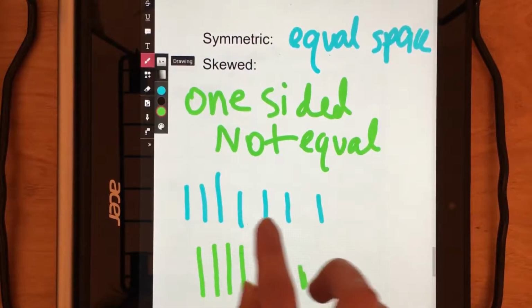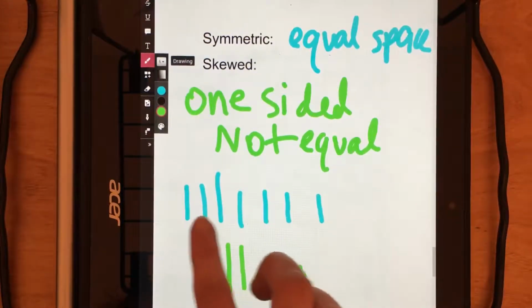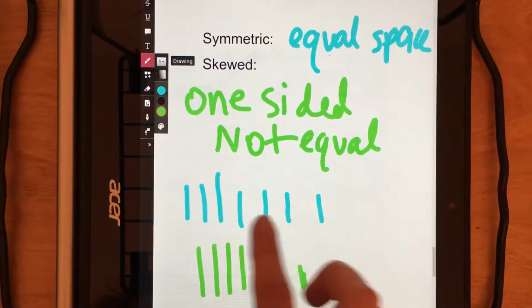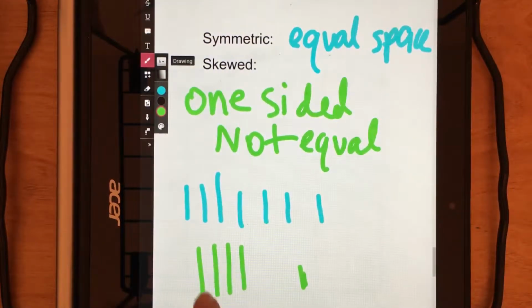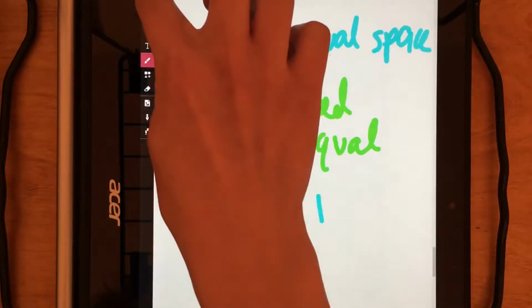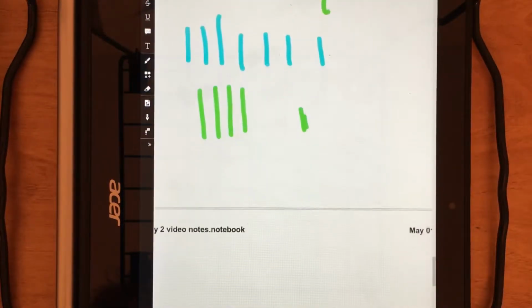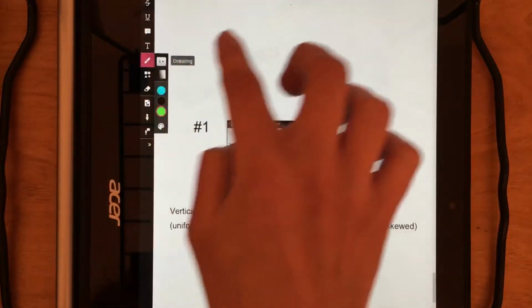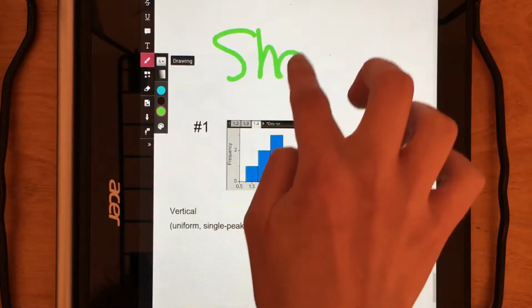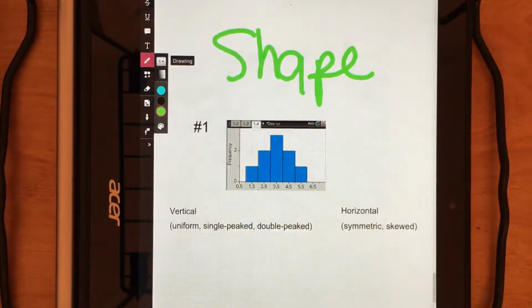So when it's all equally spread out, that's called symmetric. It looks symmetrical for the most part. There's kind of stuff in each of the spots. And then skewed is kind of things are on one side versus the other some more. Okay, so all of those we're going to use to describe the shape. So let's see here. These are all for shape. So we're just going to look at a few graphs and decide.